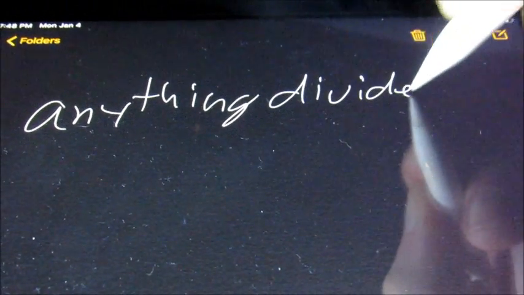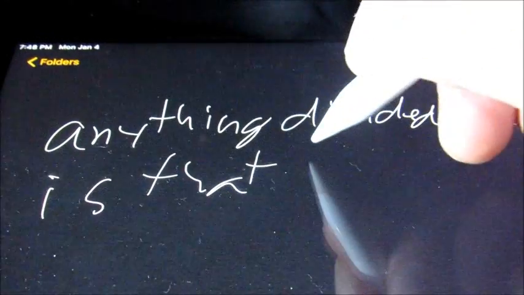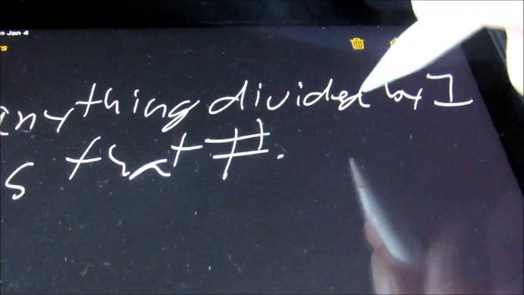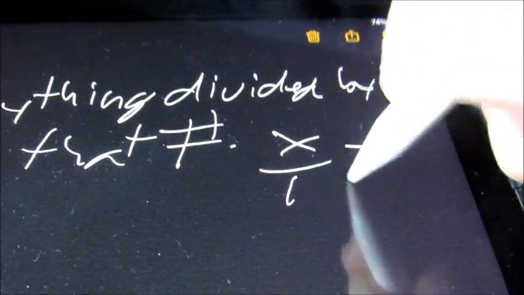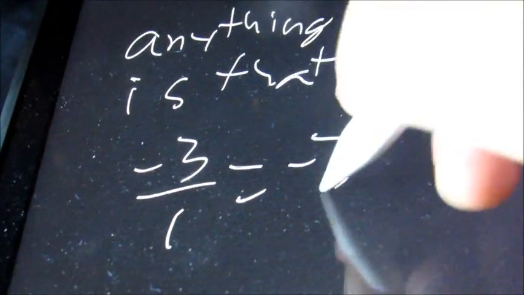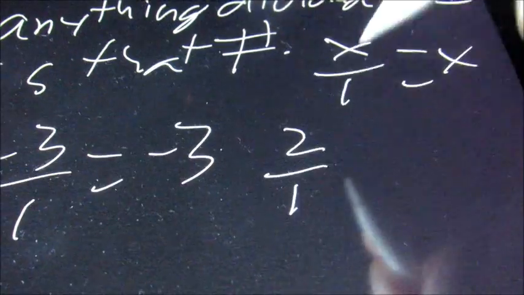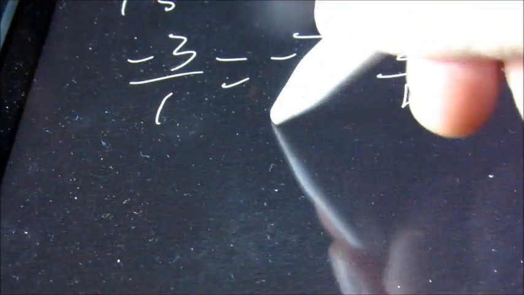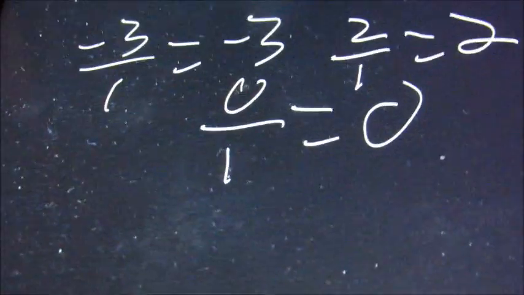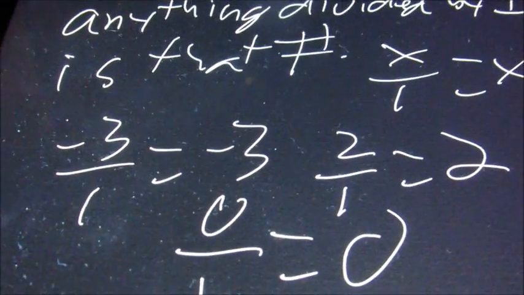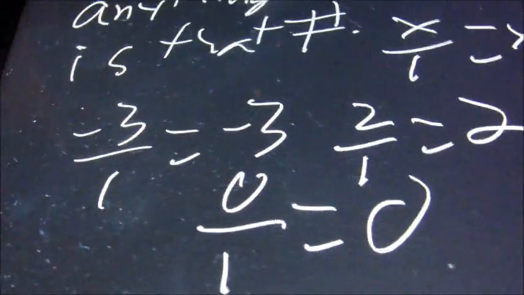Okay, so another thing here is anything divided by 1 is that number. So basically what we're saying here is x over 1 equals x. Negative 3 divided by 1 is negative 3. 2 divided by 1 is 2. 0 divided by 1 is 0. If you have 1 on the bottom, it's just going to be whatever number is on top.